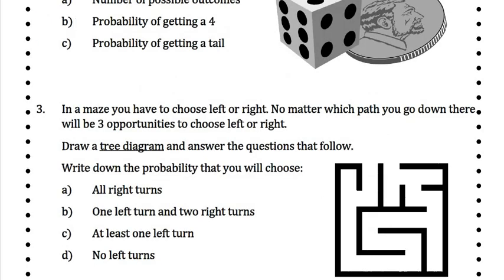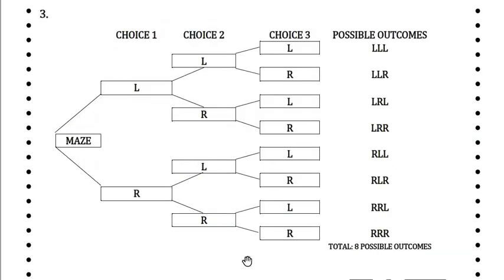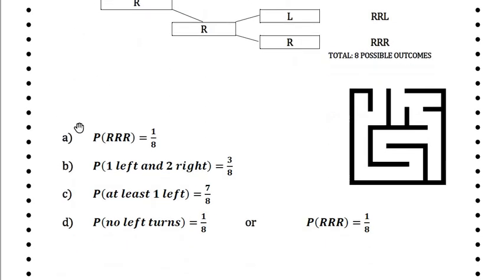Now they ask you, write down the probability that you will choose all right turns. So all right turns, you'll notice that there's only 1 chance where you would turn right the whole time. So the probability of turning right all 3 times would be 1 out of the 8.